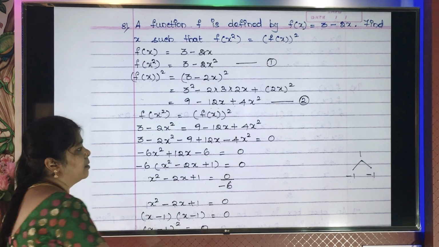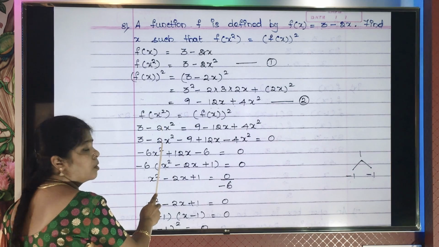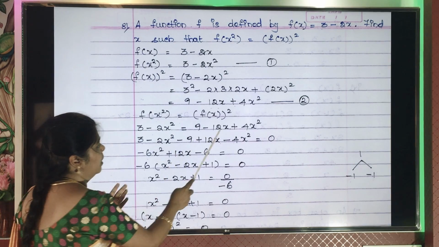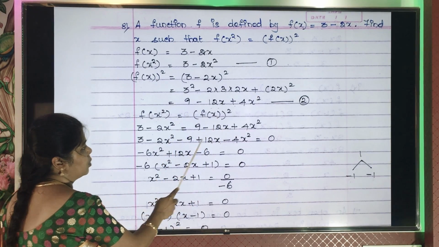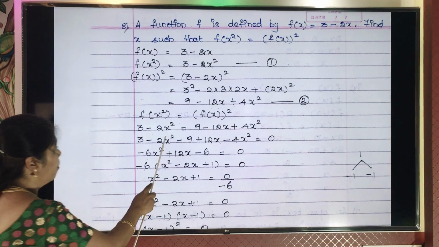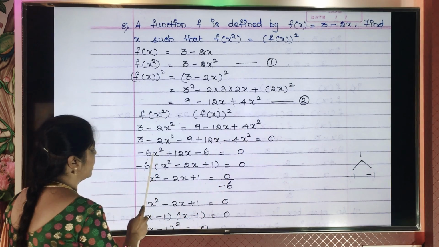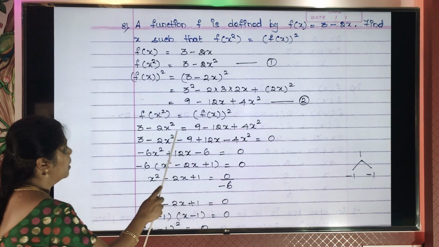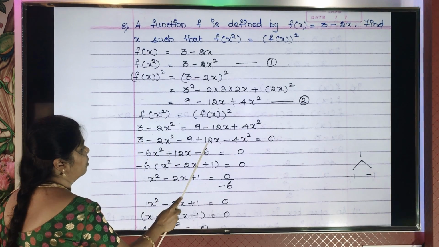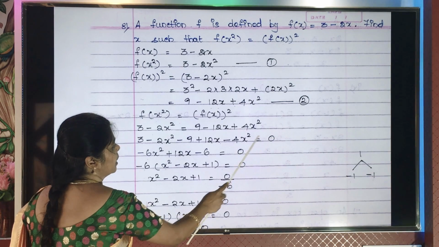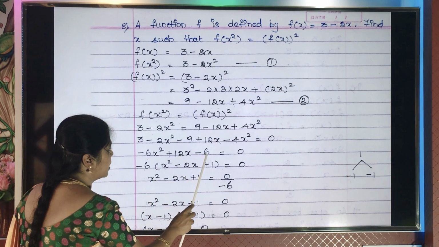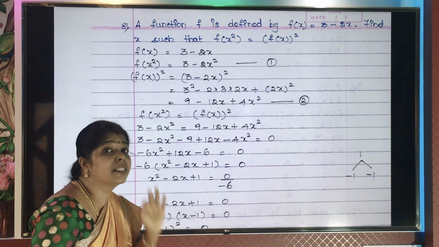Now let me bring all the terms to one side. So already 3 minus 2x squared is here. Keep it as such. 9 goes to the other side. It becomes minus 9. Minus 12x will become plus 12x. Plus 4x squared will become minus 4x squared. Minus 2x squared minus 4x squared gives you minus 6x squared. Plus 12x you write it as it is. Minus 9 plus 3 gives you minus 6, which is equal to 0, because nothing is here, we are writing 0. Children, can you see all these three terms are multiple of 6.